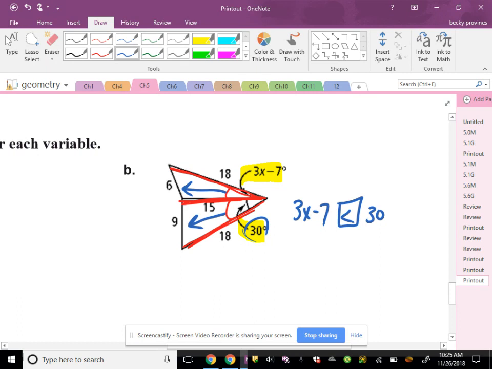So remember, the alligator always goes toward the bigger one. Okay, so let's solve this. Let's add 7 to both sides. 3x is less than 37, and this is not going to be a pretty number. Okay, so if I divide by 3, x is less than 12.3 repeating.